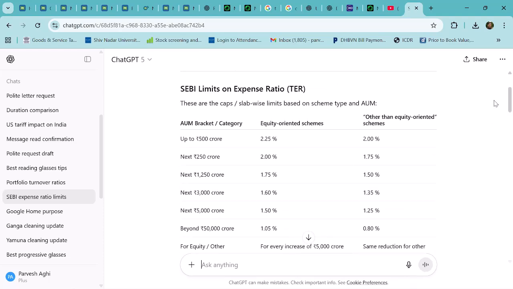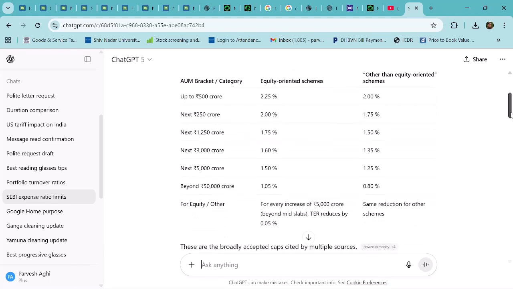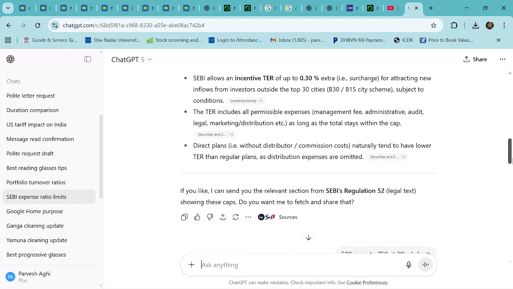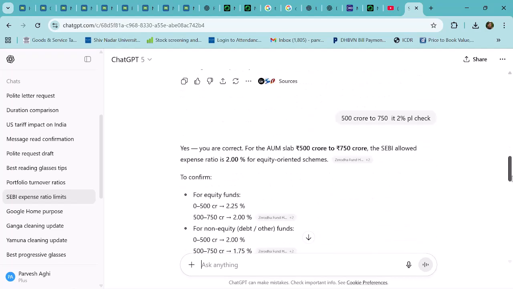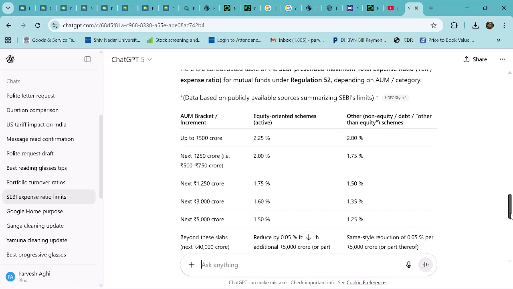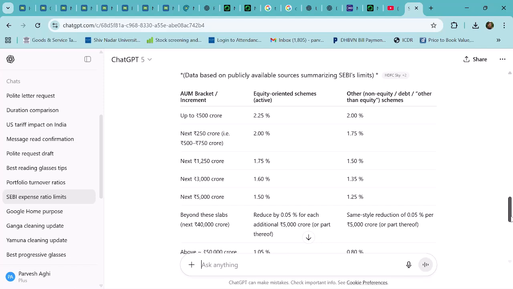So just read this, Shrishti. Yes, sir. SEBI limits on expense ratio. These are caps or slab-wise limits based on scheme type and AUM. Okay, just hold on. There was some error, so I just asked him about that. So yes, you're correct. So it made some correction here. Okay, yeah. So this is the final version.